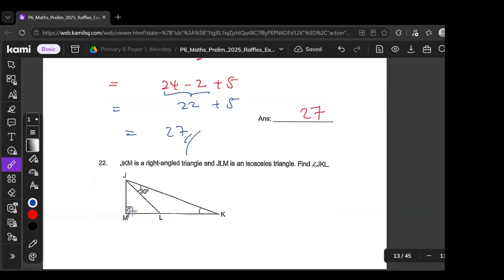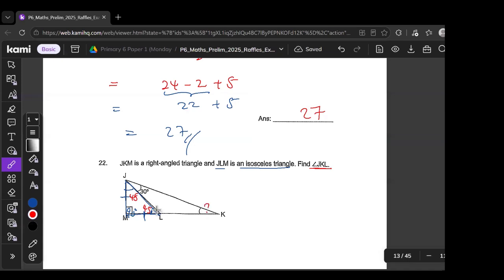Right angle triangle, 90. And JLM is an isosceles. So which sides are equal? This is the isosceles triangle. So this side and this side must be equal. Okay, these two sides. So you take 180 minus 90, divide by 2. And also one more thing. Put the question mark first, right? Put the question mark so that you don't find the wrong answer.